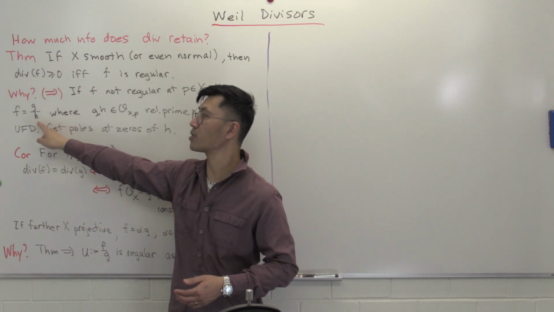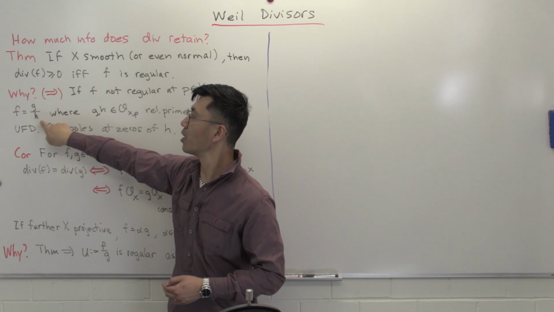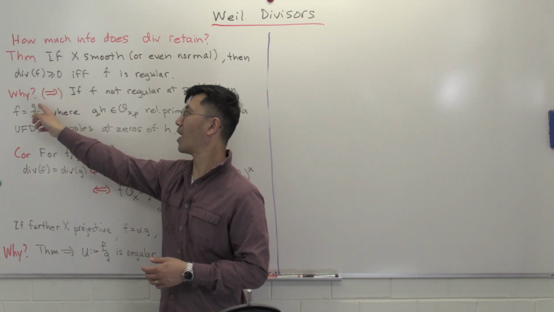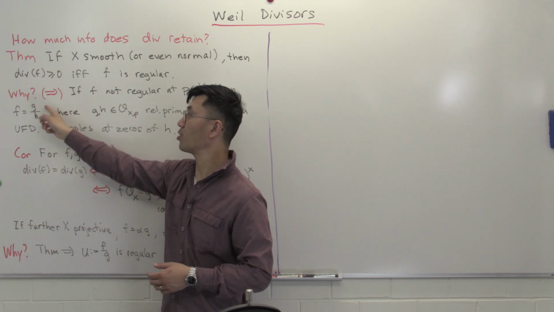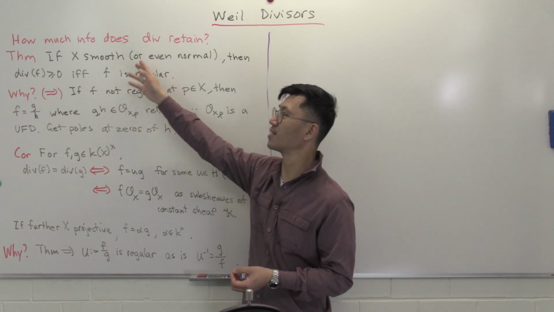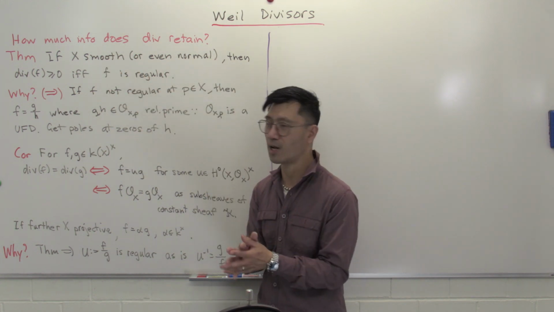So where are the poles? The poles are precisely where the zeros of h are. Where there are zeros of h, that will give you some divisors which don't cancel with divisors upstairs from g, because these are relatively prime. And that gives you the reason why this at least is true in the case where x is smooth. The normal case requires a slightly different argument.